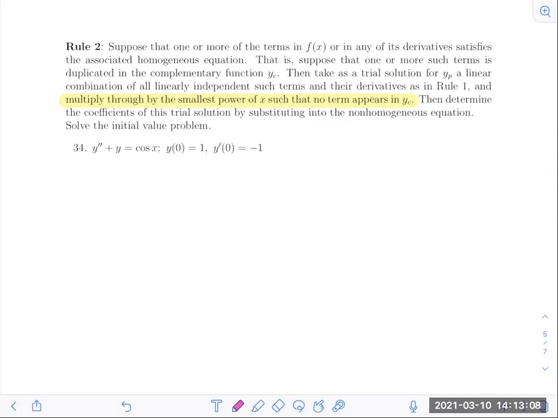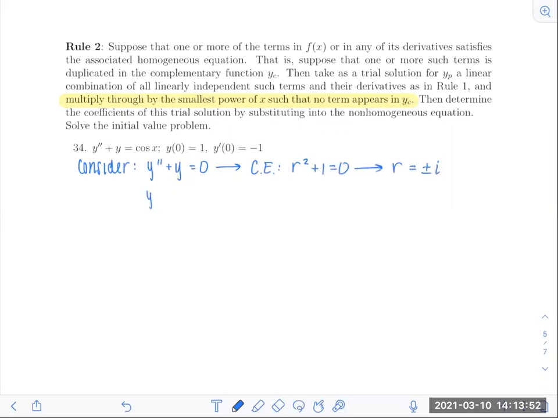Let's jump into an example to see how we're going to handle these situations. In problem 34, we want to solve the IVP. Just as we were doing in rule 1, we always want to start by considering the associated homogeneous DE and finding the complementary function. So I'm going to consider the associated homogeneous DE, which is y double prime plus y equals 0. From here, I can identify my characteristic equation, which is r squared plus 1 equals 0, and the roots of the characteristic equation are plus or minus i.